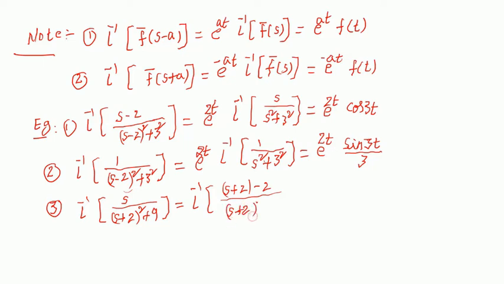Whole square plus 9, right? So this is equal to L inverse of, I can write this one as a minus b by c can be written as a by c minus b by c. I can write this one as s plus 2 by s plus 2 whole square plus 9 minus 2 by s plus 2 whole square plus 9.